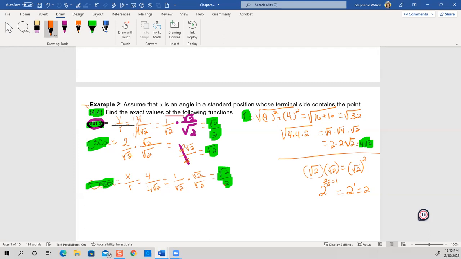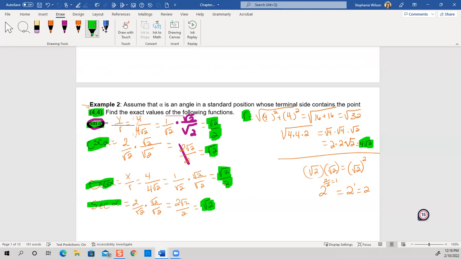So the secant we know is the reciprocal of cosine. So we're going to do the same thing to it. We're going to flip the cosine. And of course, we can't have that root in the denominator. So we're going to multiply top and bottom by that square root. So now I have 2 square root of 2 over 2. The 2's reduce, leaving me the square root of 2. So I know what my secant is.